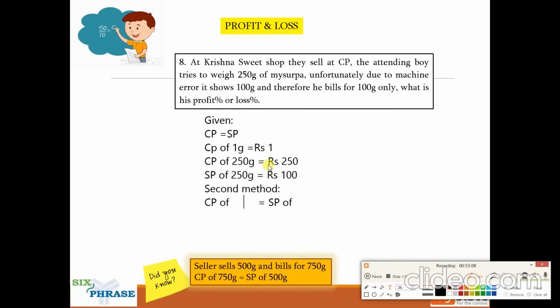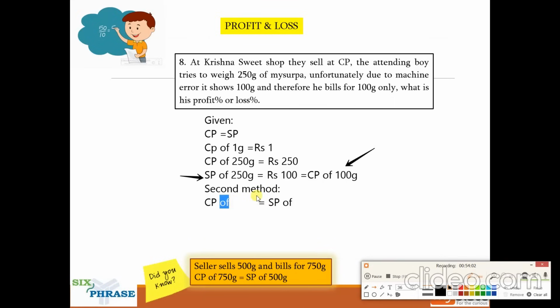See, actually here what is happening is, this 250 rupees, I'd say is the cost price of 250 grams. What is this rupees 100? If you try to write this 100 in terms of cost price, how can you write? In terms of selling price, it is selling price of 250 grams, that you know from the previous statement. But in terms of cost price, this will be cost price of 100 grams, right? So the selling price of 250 grams is equal to cost price of 100 grams.